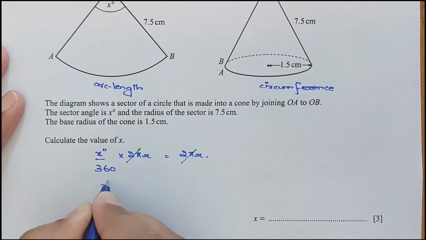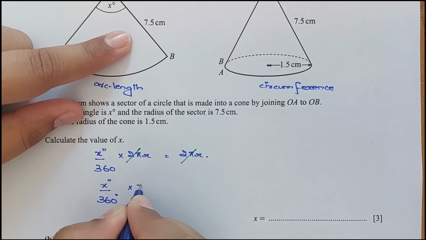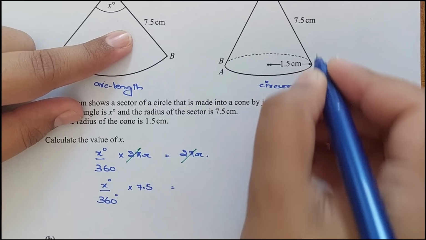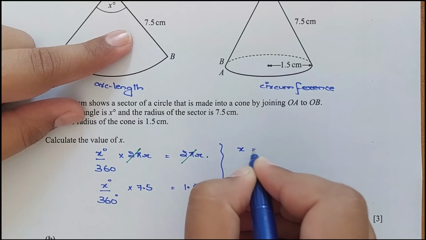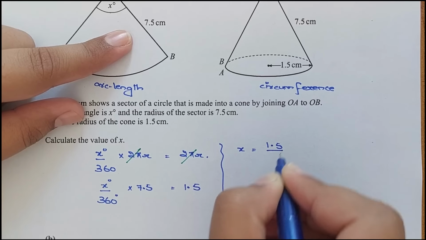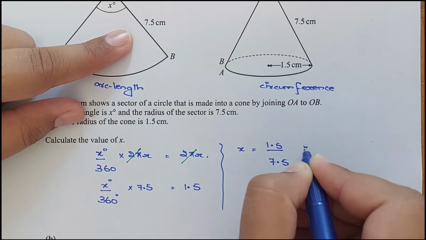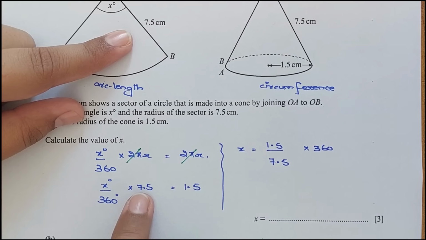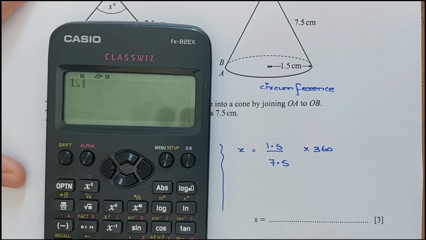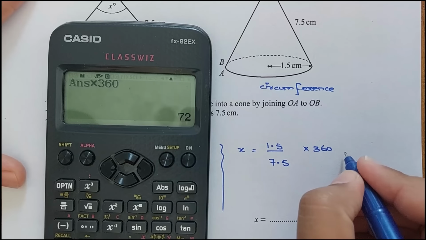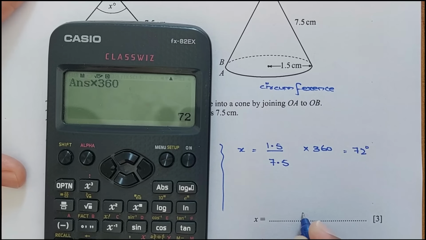We have to solve for x degrees. So x degrees over 360 degrees times r, the radius, that is 7.5 centimeters, is equal to the radius, which is 1.5 centimeters. Let me solve for x, which is equal to 1.5 divided by 7.5 times 360. I divided both sides by 7.5 and then multiplied by 360. All right, let me simplify. 1.5 divided by 7.5 times 360 equals 72 degrees. So that angle is 72 degrees.